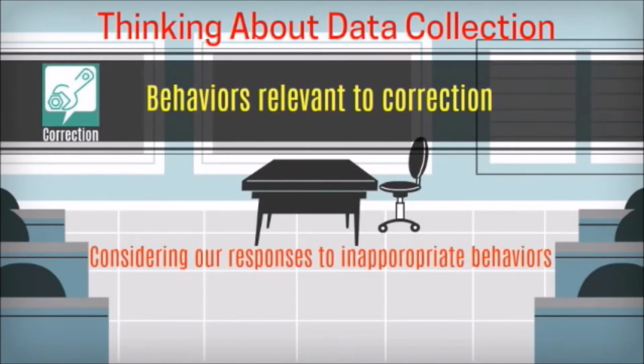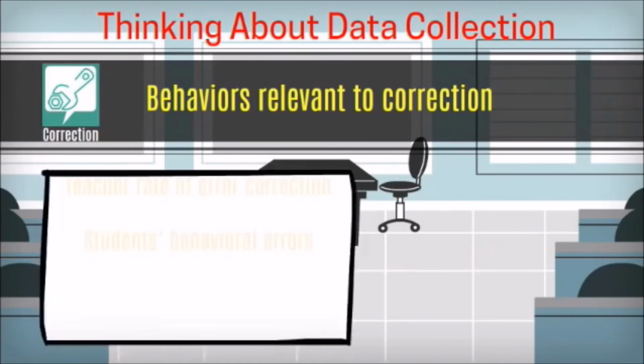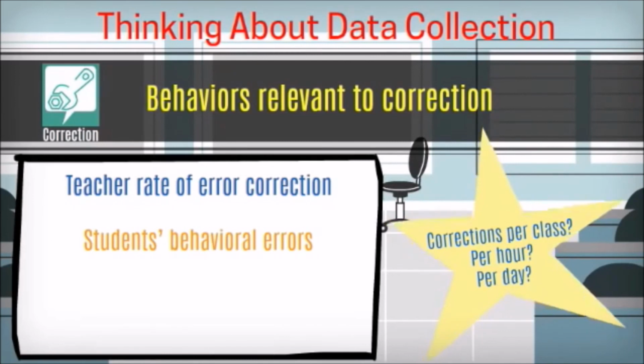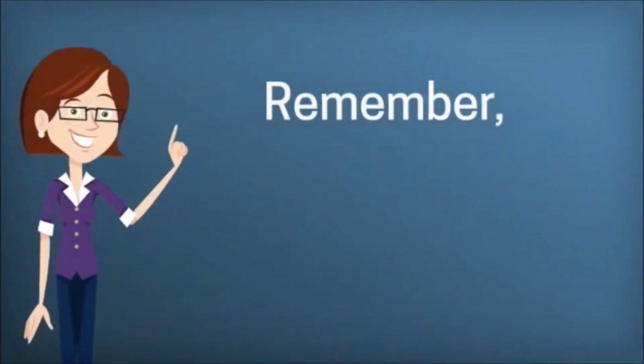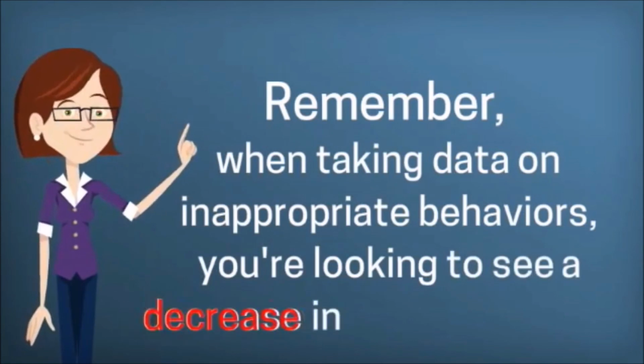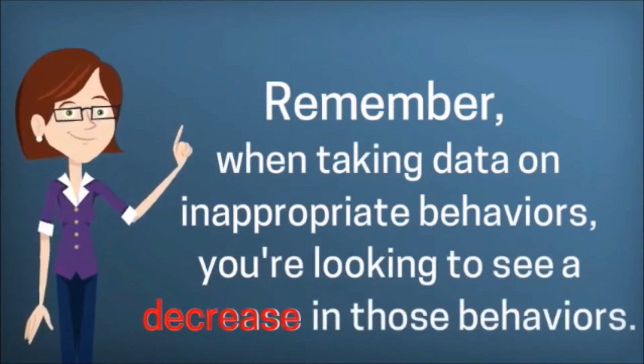Finally, we want to think about some student and teacher behaviors that would be relevant for data collection when we think about how we respond to inappropriate behaviors. For example, teachers might want to take data on their rate of error correction. They may also be interested in data on students' rate of behavioral errors. Remember, when you're taking data on inappropriate behaviors, you're looking to see a decrease in those behaviors.